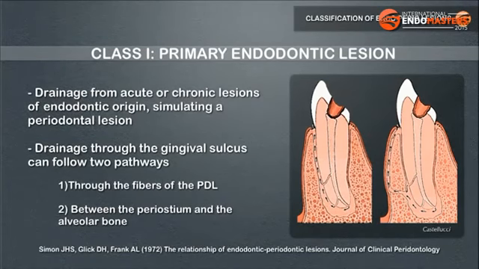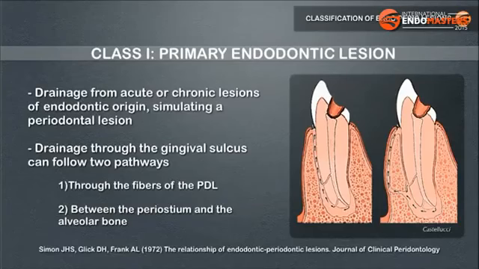Class 1. The primary endodontic lesion. It is a drainage arising from acute or chronic lesions of endodontic origin. They occur along the root surface and open through the gingival sulcus, simulating a periodontal abscess. Infection can arise from the apex or from a lateral canal situated at any level of the root. This is not a periodontal pocket, but a simple fistula, which rather than opening in the buccal or lingual mucosa, has opened in the gingival sulcus.